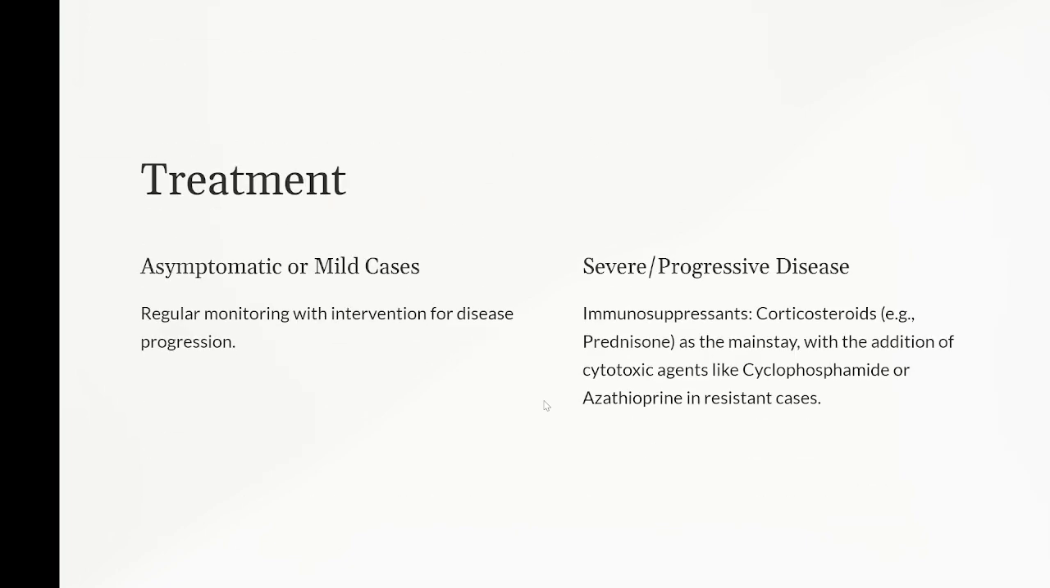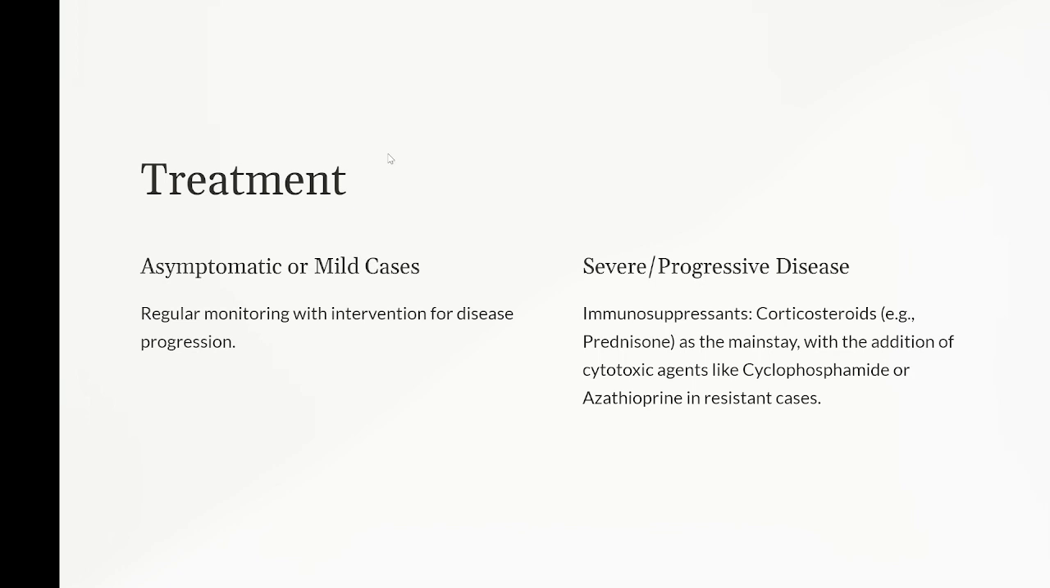Treatment: for asymptomatic or mild cases, regular monitoring with intervention for disease progression. With proteinuria or hypertension, initiate ACE inhibitors, e.g. lisinopril, or angiotensin II receptor blockers, ARBs, e.g. losartan, to reduce proteinuria and manage hypertension.